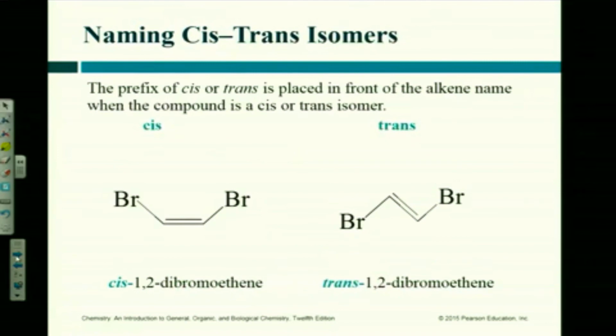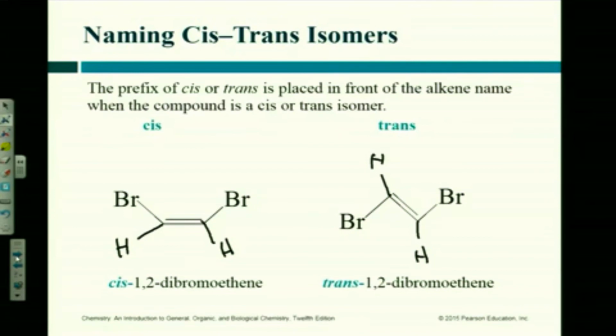I don't like the way these are drawn. I would put a hydrogen down here, right? This is cis 1,2-dibromoethene, and this is trans 1,2-dibromoethene. They just kind of rotate it a little bit.